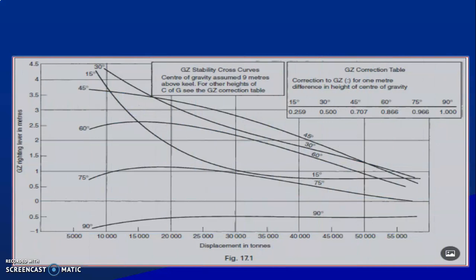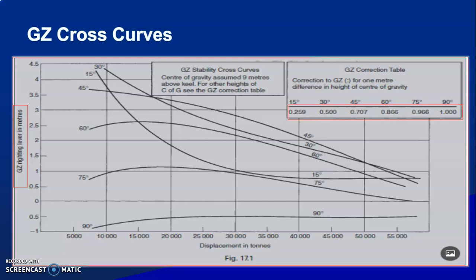We have a graph here, the stability cross curve, which you can find in your stability booklet. First we have to read the GC lever, the GC cross curve or GC righting lever, in meters. And next is the correction, the GC correction table. Later on in our discussion, I will discuss the proper handling of this correction.